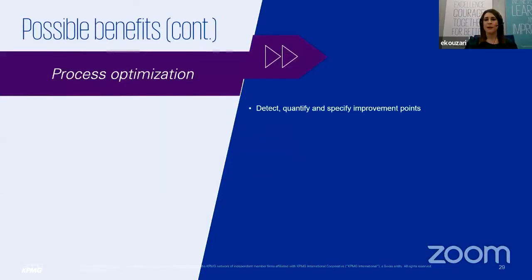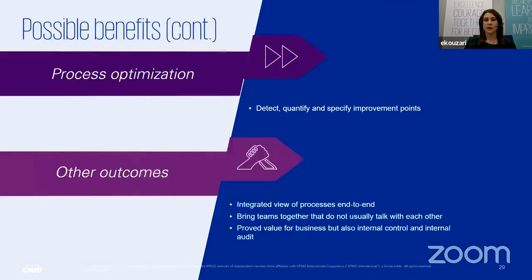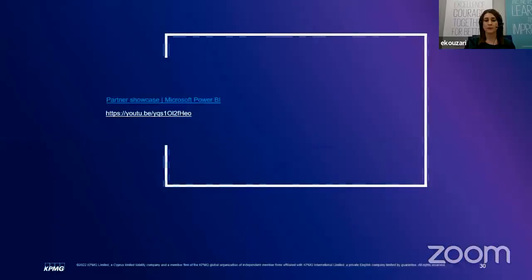We can find the improvement points within a process where we are losing some time or where we have more resources involved than the ones required. And of course, we can have an integrated view of processes end-to-end. We can bring the teams together and work in a more collaborative environment, and we can provide value for the business, but of course, enhance their internal audit opportunities.